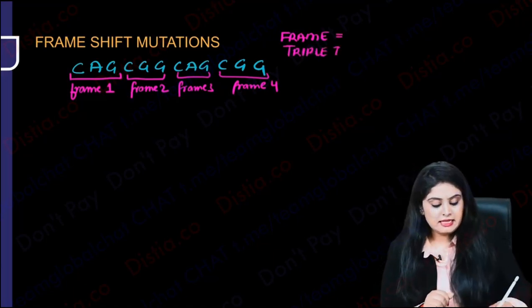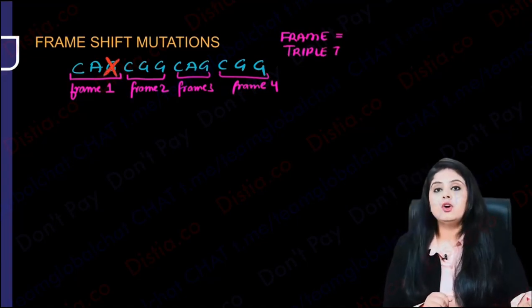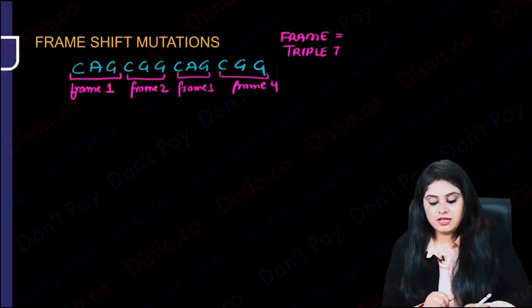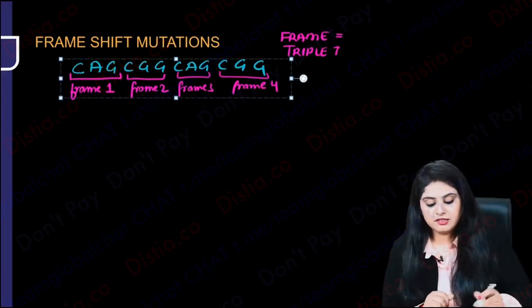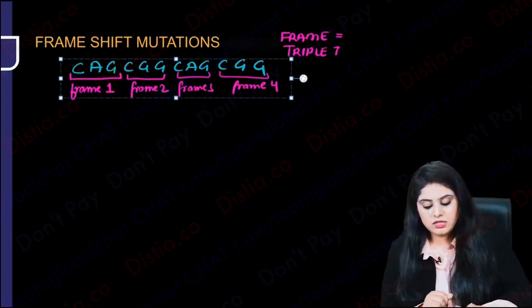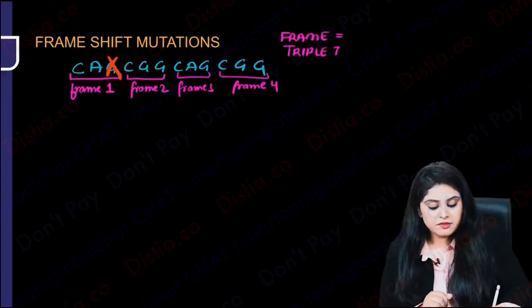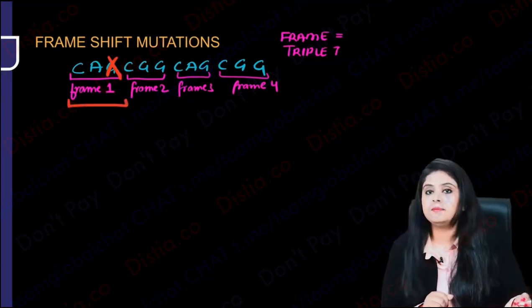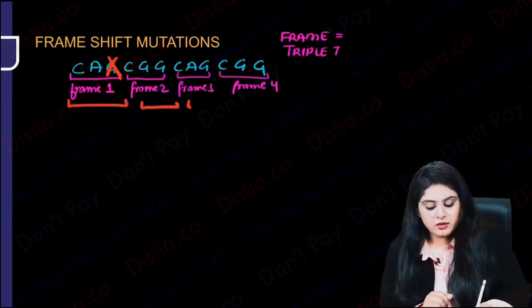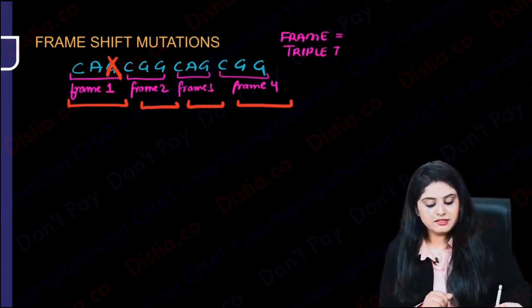Now I say that over here, one of these got deleted. G got deleted, guys. Now listen to this very carefully. If G got deleted, you will say, ma'am, now the frame will shift. Meaning now the first frame has become CAC. Next is going to be GGC, now AGC, and so on. So can I say, if there is any deletion of a nucleotide, the frame gets shifted.